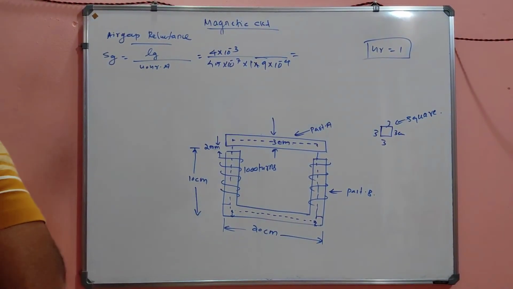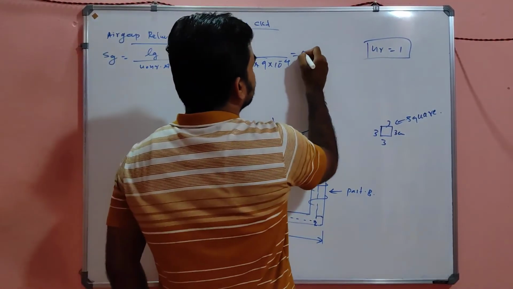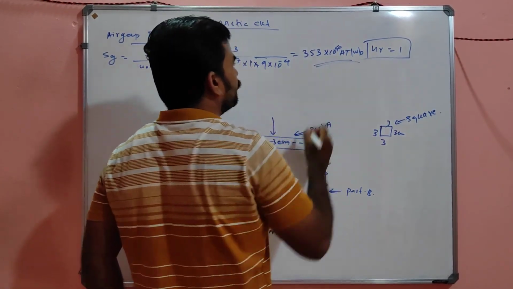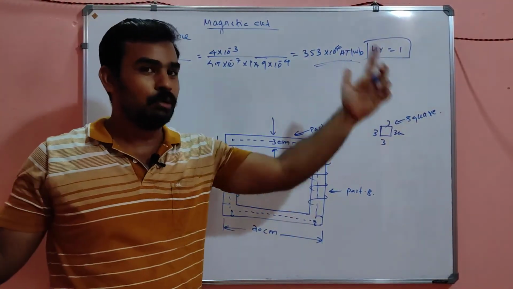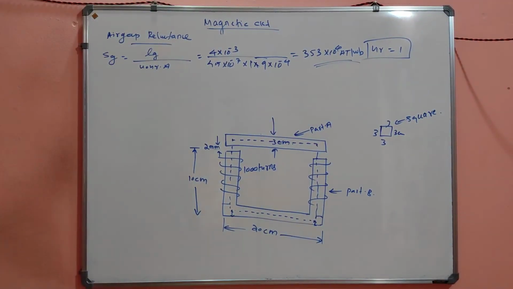If you solve this, you will get 353 into 10 raised to 4 ampere turn per Weber. See, compare the reluctance offered by the air. It is 353. It's a huge reluctance, but magnetic lines of force will still flow. Is it clear, my dears?